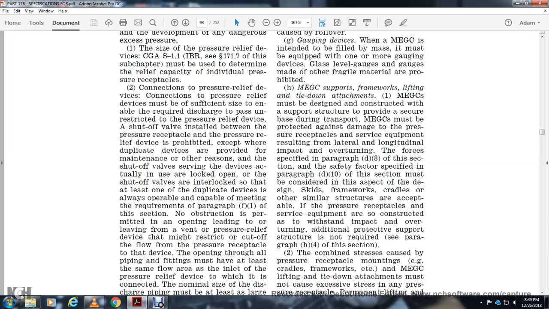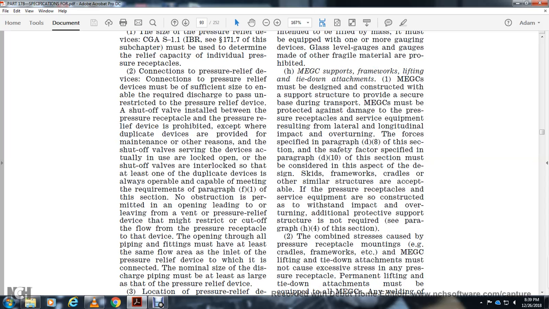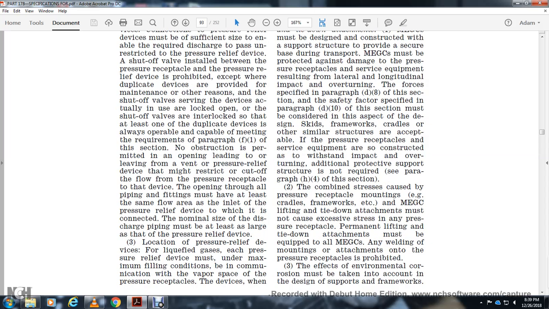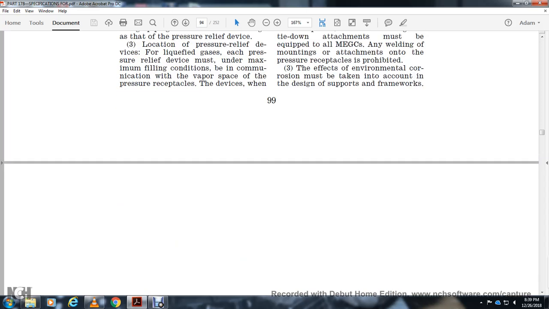Combined stress of the pressure receptacle mounting, the cradle frameworks, and the MEGC lifting and tie-down attachments must not be accepted for the strength of any pressure receptacles. Permanent lifting devices and tie-down attachments must be equipped with the MEGC, and welding over the mounting of the attachments onto the pressure receptacles is prohibited. The effect of environmental conformity and erosion must be taken into account in the design of the supports and frameworks.